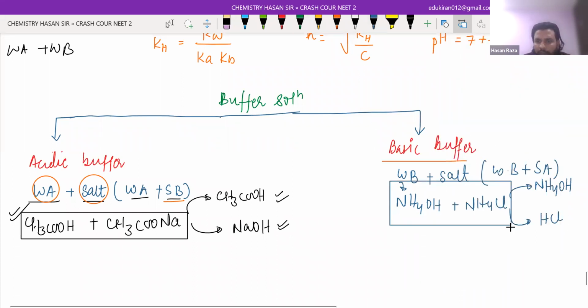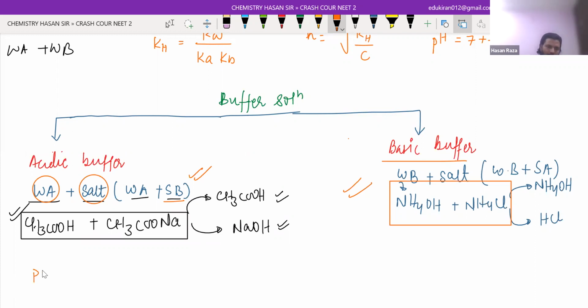You can see it's very simple to understand. Basic buffer is that which is prepared by mixing weak base and the salt which comes from a strong acid. So these are basic buffer and this is acidic buffer. Now from here you can easily calculate the pH value of this buffer solution, whether it is acidic or basic.